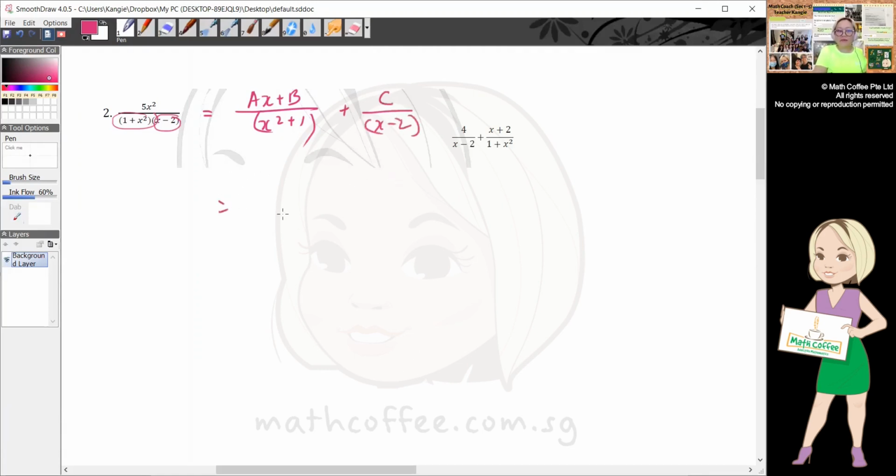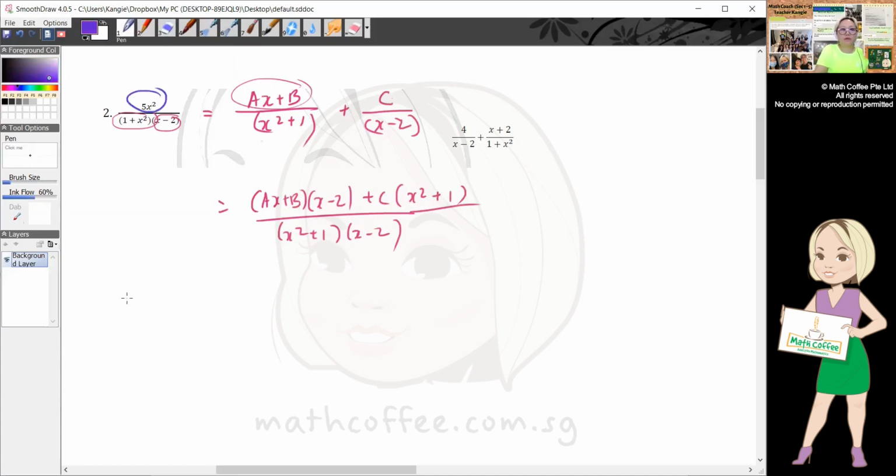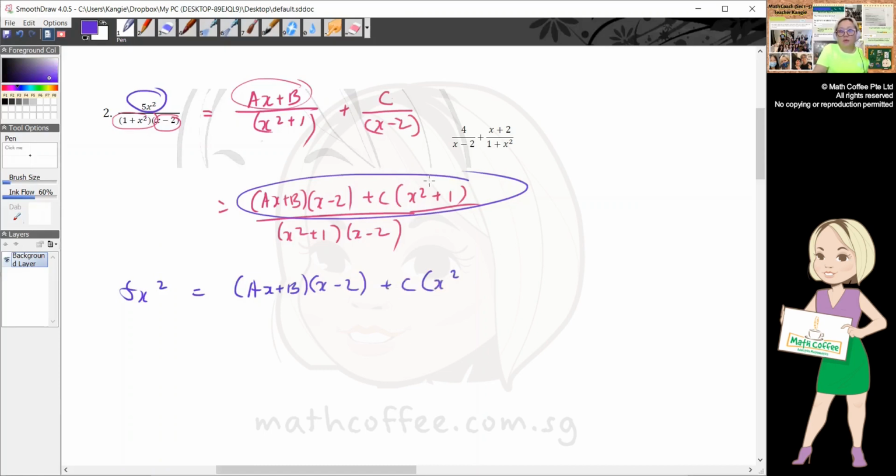If I'm going to combine to a single fraction, of course, I have x squared plus 1 and x minus 2 as the denominator. This one, ax plus b, must rainbow with x minus 2. This c must rainbow with x squared plus 1. Okay, this is how you combine to a single fraction. Then after you will say, oh, so 5x squared will be equal to this one: (ax plus b)(x minus 2) plus c(x squared plus 1).